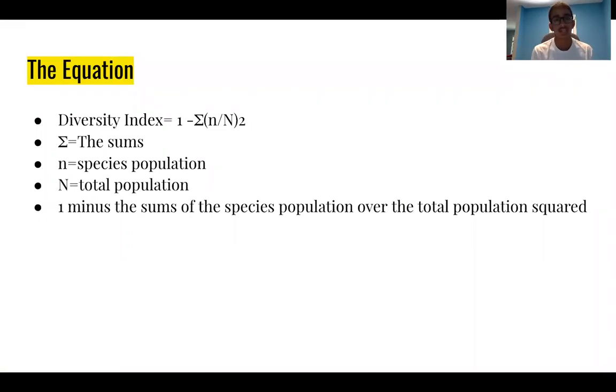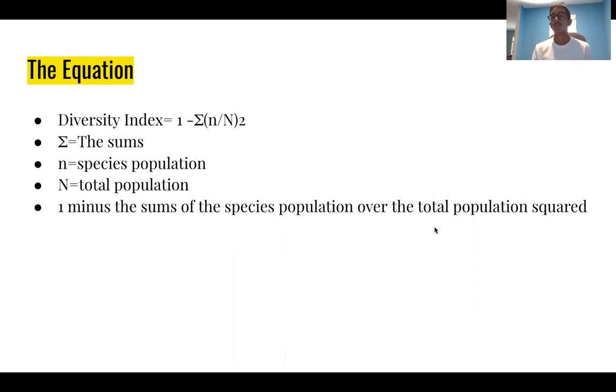The equation is: the diversity index is equal to 1 minus the sum of the species population over the total population, squared. This symbol right here stands for the sum. The lowercase n stands for the individual species population. The capital N stands for the total population. And like I said before, it's 1 minus the sum of the species population over the total population, squared.